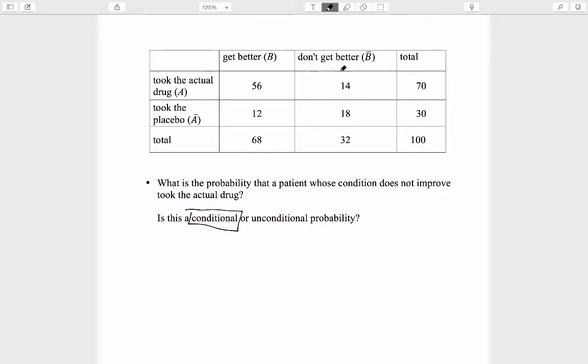That means we are restricting attention to the 32 people in our ideal data set of 100 people who do not get better. Among those 32, what fraction took the actual drug? That's 14 over 32. And in particular, this equals the probability of A given not B. Given that a randomly selected patient does not improve, what is the probability that that person took the actual drug? That's 14 out of 32.